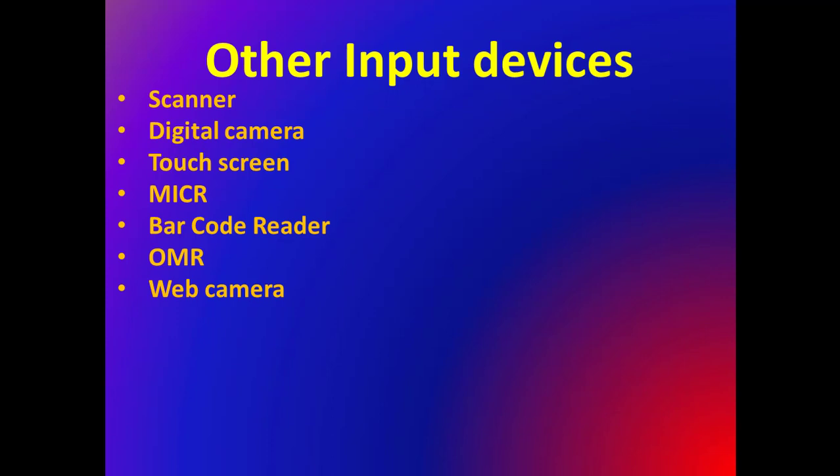Other input devices also: scanner, digital camera, touch screen, MICR, barcode reader, OMR, web camera. Scanner, students, scanner is used to scan your images and send them directly into your computer system. After that, we can edit them and we can send via email. Digital camera, it is used to capture images. We click photos, so this can be done with the help of digital camera.